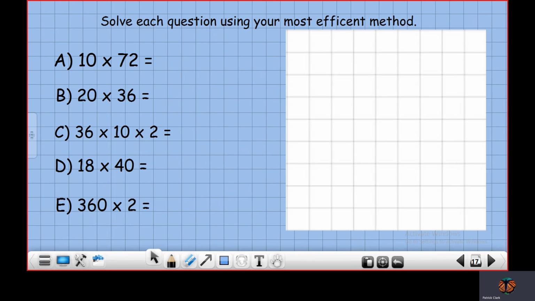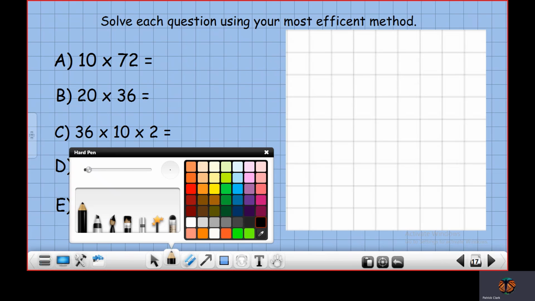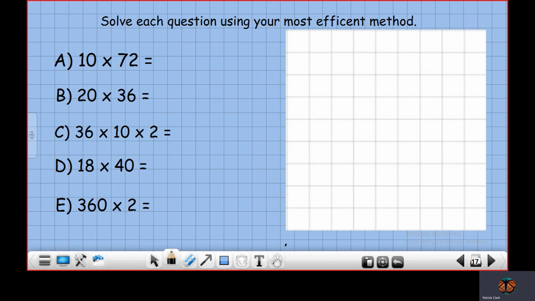Okay, pause the video and have a go. All right, if you've unpaused the video, I'm ready to move on. If you're not ready to see some answers for this section, keep the video paused and come back to it in a moment. Let's start with A. Now that's easy. I can do that one without any written method. It's 720. 10 times 72, moving them one place to the left, is 720.